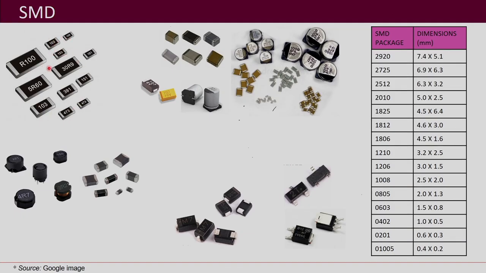Then the next type of package is your SMD, surface mount devices. This is relatively newer than the through hole packaging. For example, these are your SMD resistors. These are very small components, much smaller than the through hole packaging in which any component comes. Now, we are moving towards miniaturization. We want everything to be very small and compact, and SMD packages help us in making it small and compact because they are much smaller than the through hole package.